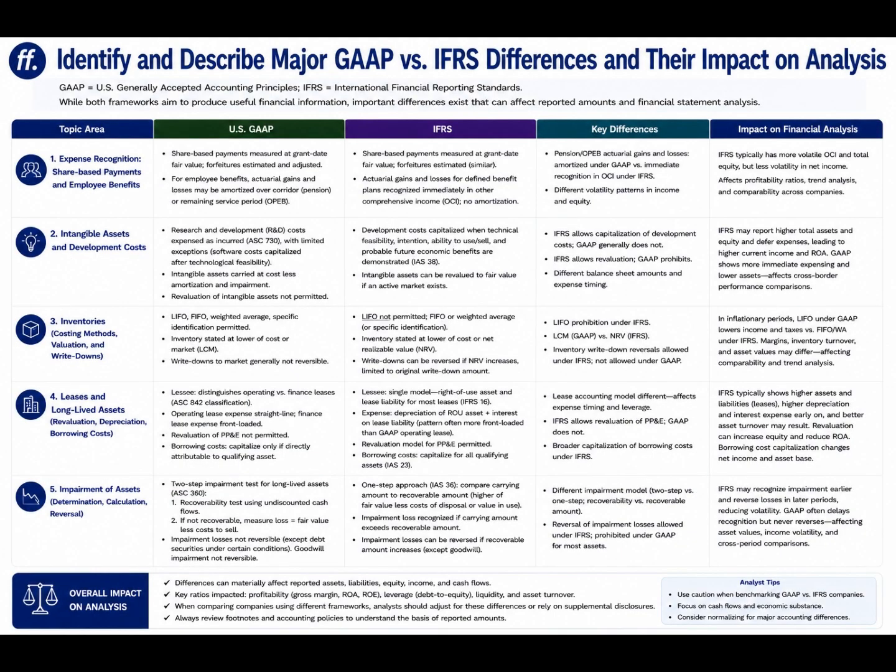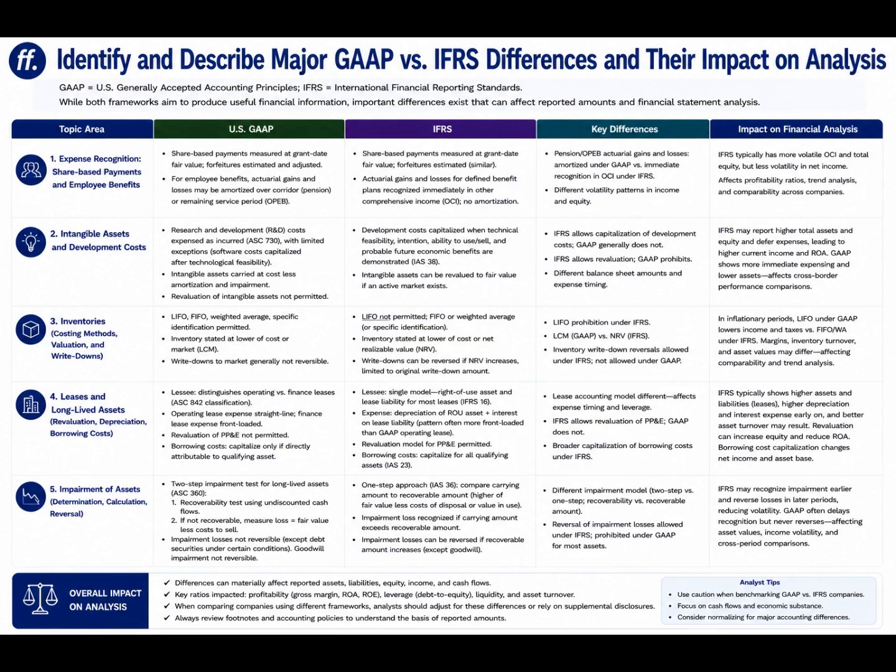Identify and describe major GAAP versus IFRS differences and their impact on analysis. Expense recognition differences, share-based payments, and employee benefits. Both frameworks recognize share-based compensation at grant date fair value, but measurement details and forfeiture estimates may differ. For employee benefits, IFRS generally recognizes actuarial gains and losses in other comprehensive income without subsequent amortization, while US GAAP may allow amortization approaches. These differences affect volatility in income and equity, influencing profitability ratios and trend analysis.